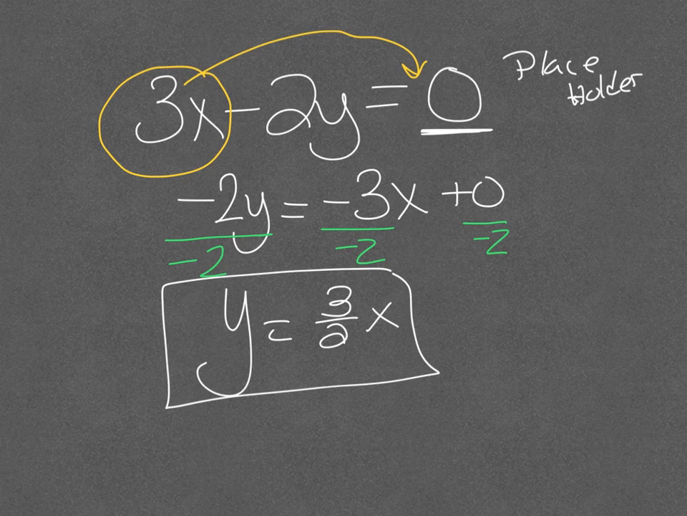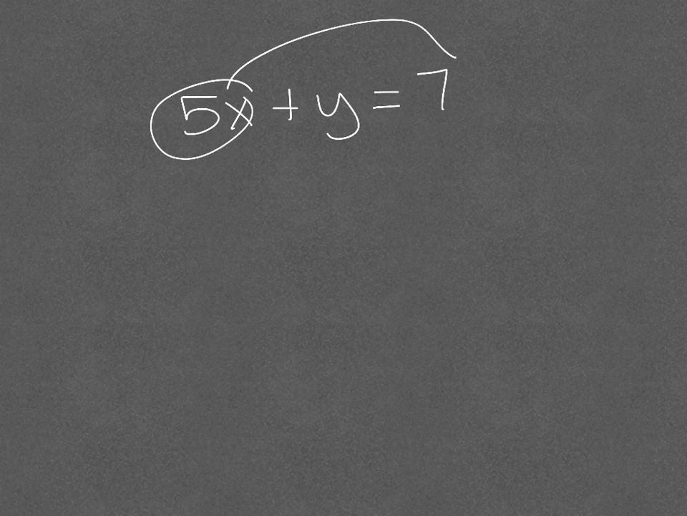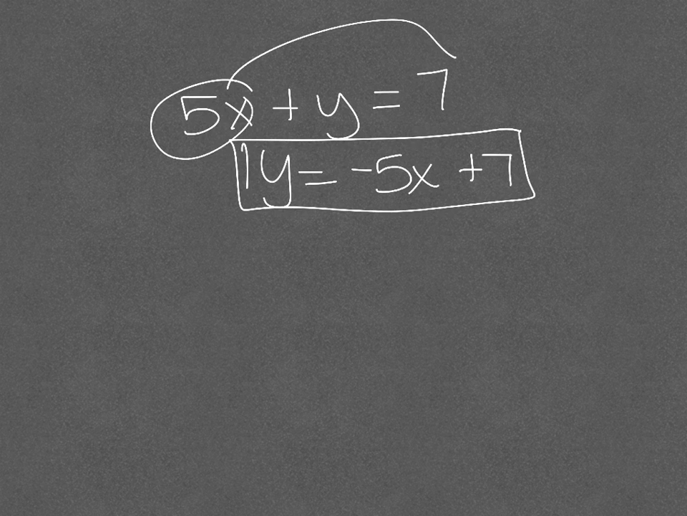Okay. Let's try here. 5x plus y equals 7. So we're going to bring the 5x over. So y equals negative 5x plus 7. So y is by itself, so I'm done. I don't have to divide by 1 because that doesn't change anything, right?